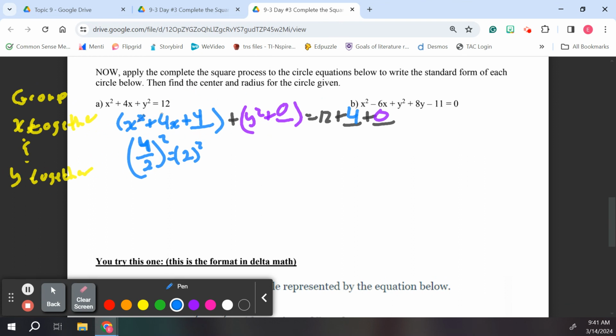However, for my x's, I do have a factored form here. Who can tell me what that factored form is? X plus what? 2. This is x plus 2 quantity squared. Now, again, nothing with the y, so I'm just going to put y squared. And this equals 12 plus 4, which is 16.